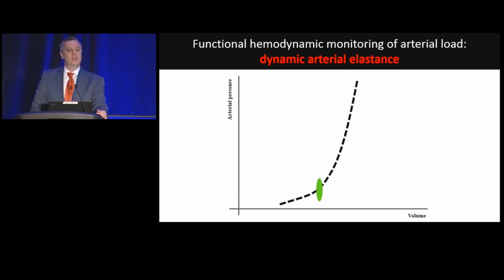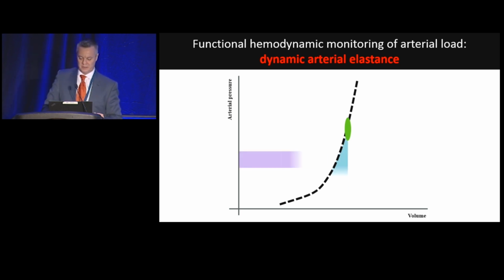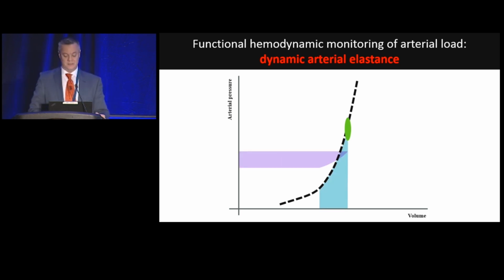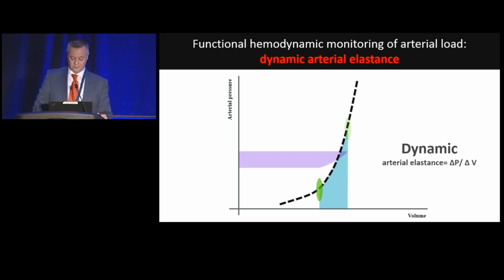We are interested not in a single point in the pressure and volume relationship. We want to define the slope of this curve. We want to define how the pressure is going to change with changes in flow. So we have to define what is the slope of this volume pressure relationship. Oh, seems to be a problem with the graph.